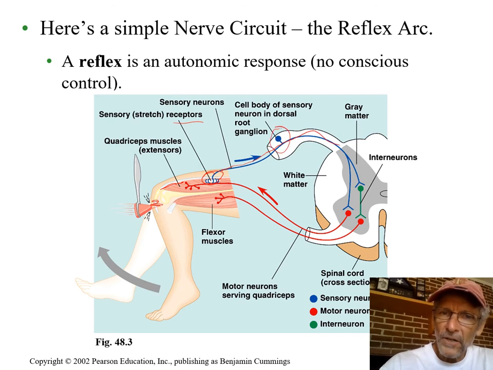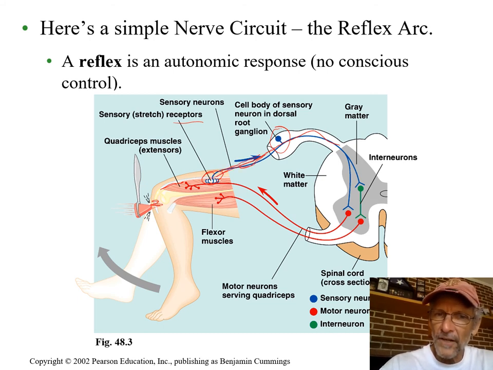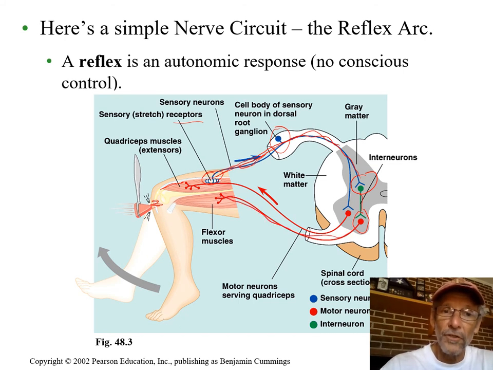Here's their cell body, way up here near your backbone. This is a big long dendrite here with many branches, and the impulse is going this way, like we said, out the axon. It then synapses with a very short neuron in your spinal cord that then synapses with a very long neuron. This neuron has a very long axon. It goes all the way from your backbone to your thigh here, and that causes you to do that.